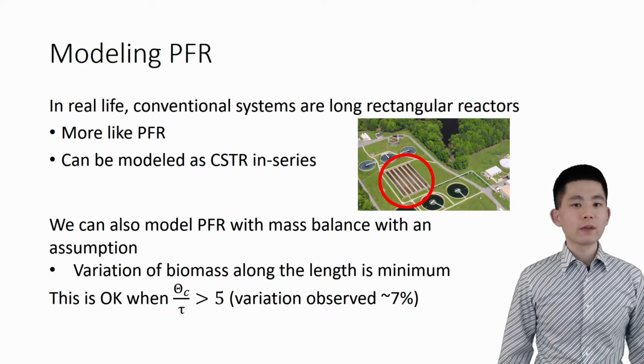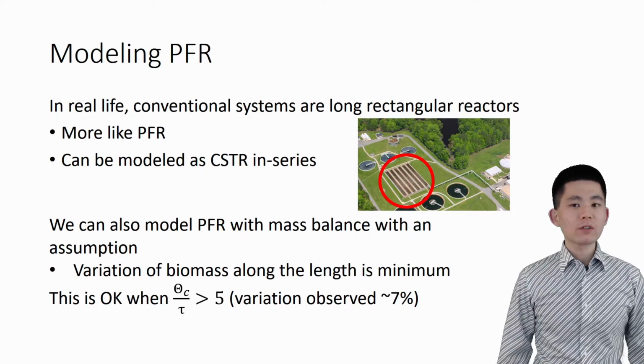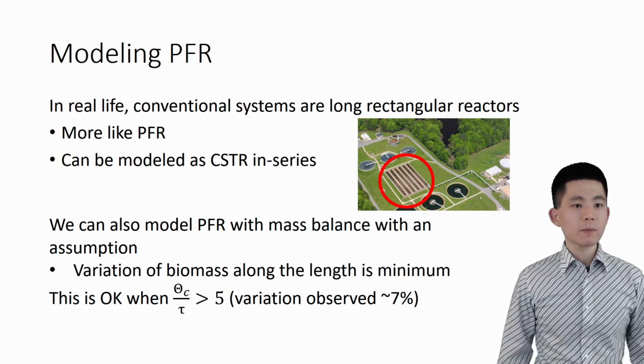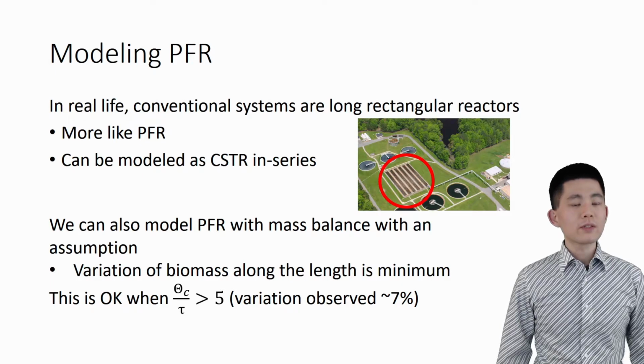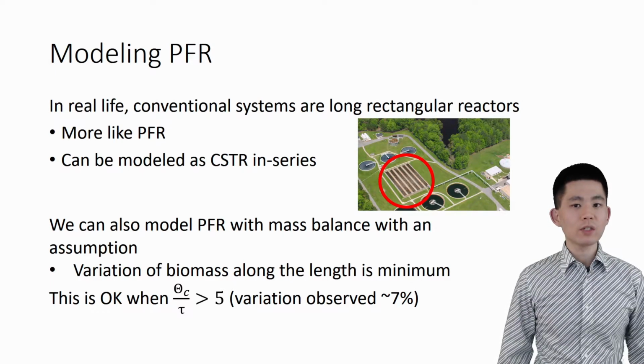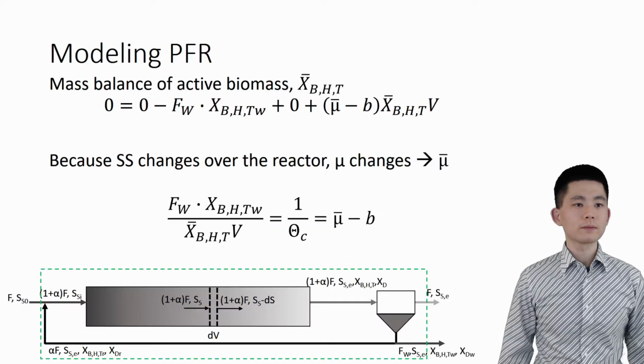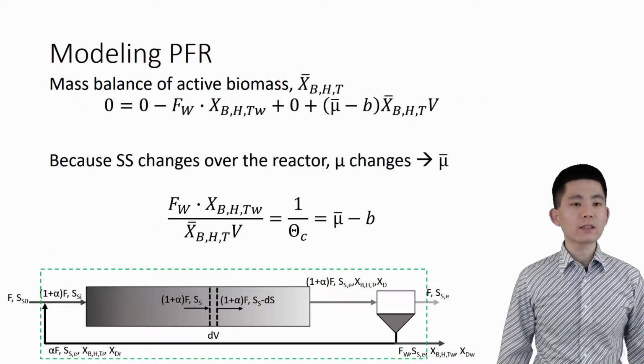To simplify, we assume that the variation of biomass in the reactor is minimum. This assumption is valid when SRT is over 5 times higher than HRT. We can conduct a steady-state mass balance of the active biomass in the whole system of PFR, followed by a clarifier.